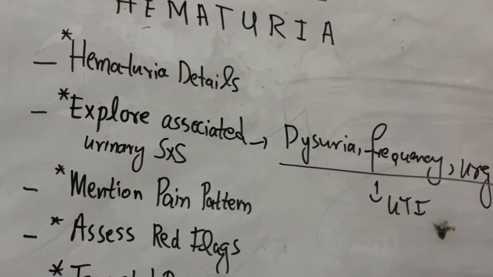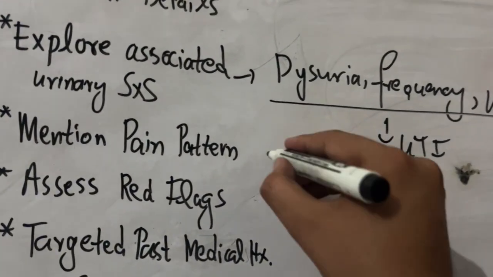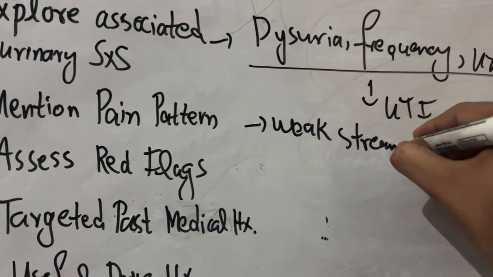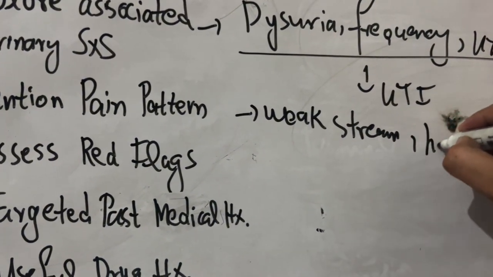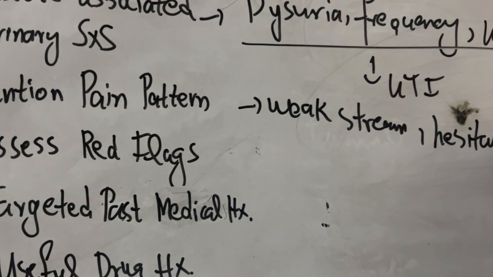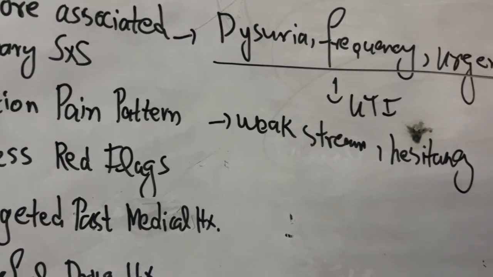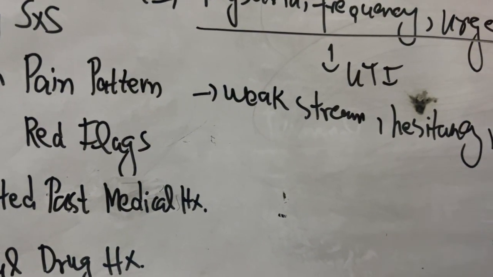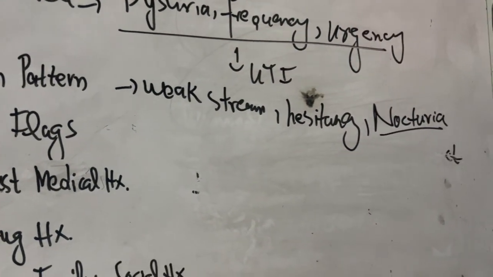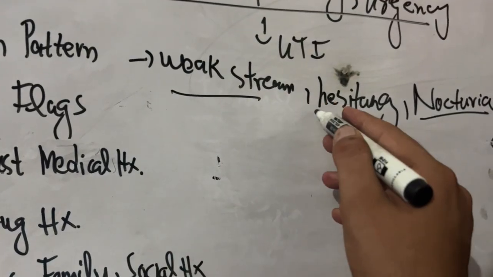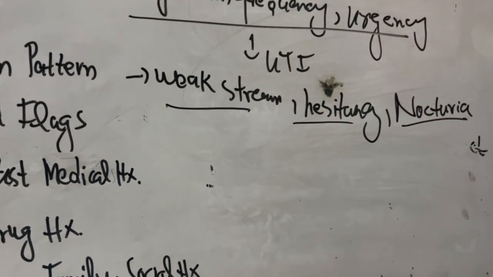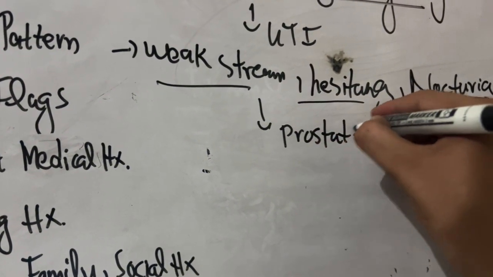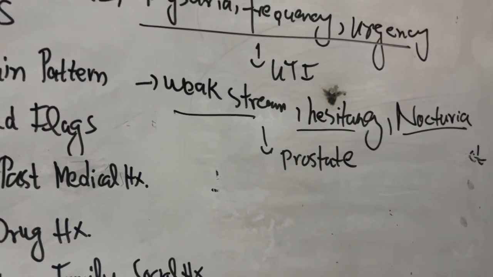But if the history suggests a weak stream of urine, hesitancy, and nocturia, then it will suggest prostate diseases like BPH, benign prostatic hyperplasia.